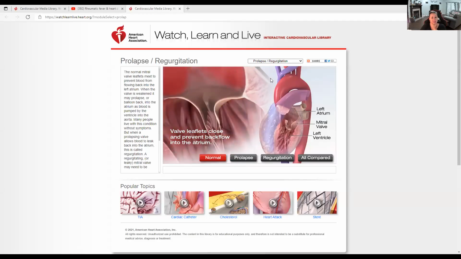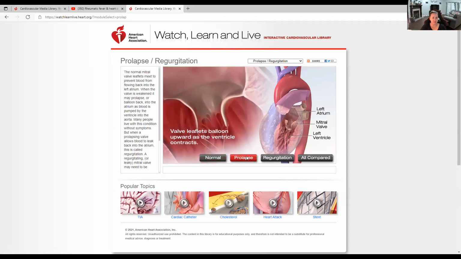It's really cool. It has all these animations of the heart. So here we go. We've got our valve. It's opening, it's closing. We have blood flowing through. Here's what prolapse looks like. You can see these valves here open and close normally. They're not moving up and back.